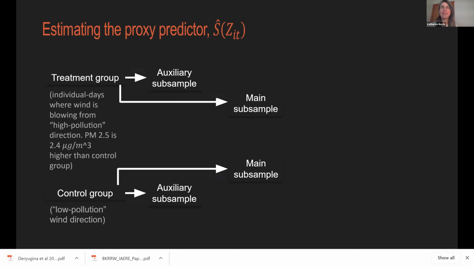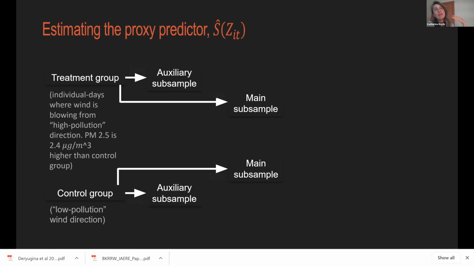Let me walk through a couple of these in maybe a little more detail. So the first thing that these guys had to do is take this method, which was designed for an RCT, and apply it to a more quasi-experimental setting, where again, they're using this instrumental variables approach.